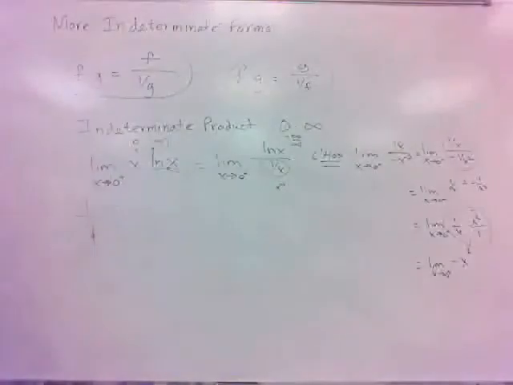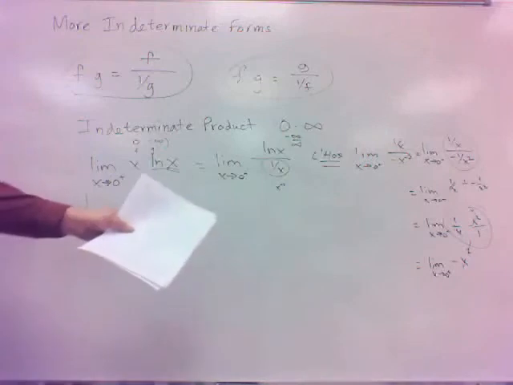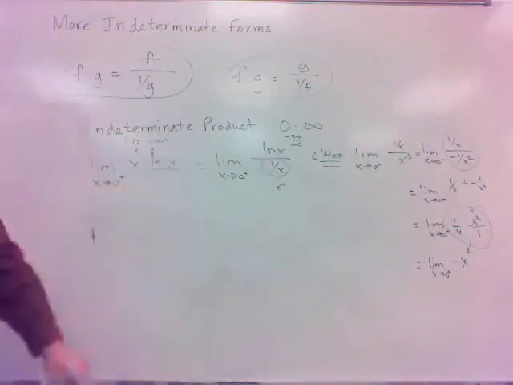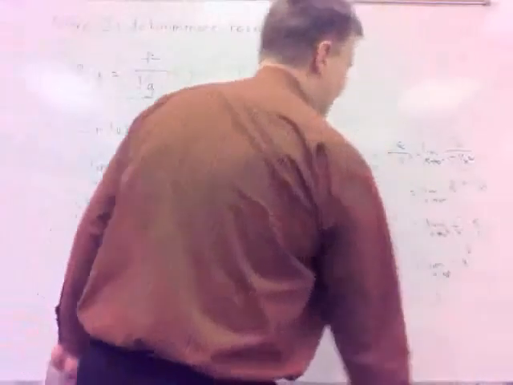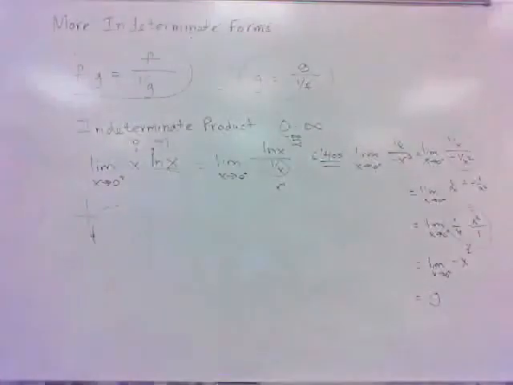Okay? So as x goes to 0, now I can say what that goes to. It goes to 0. So there is one instance where 0 times infinity is 0. Won't always be the case, though. Just note that. Okay? Let's try another.